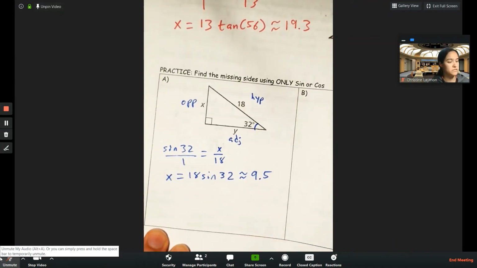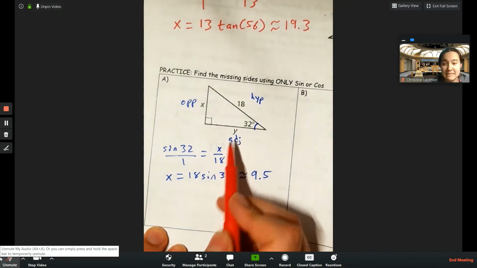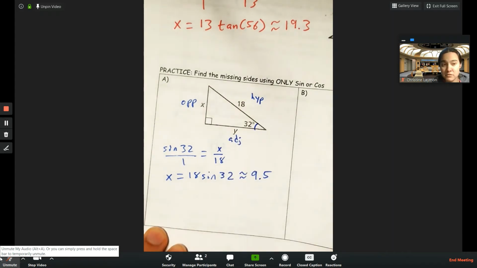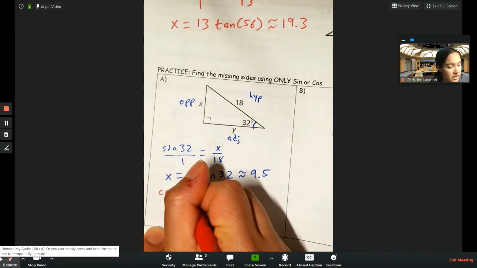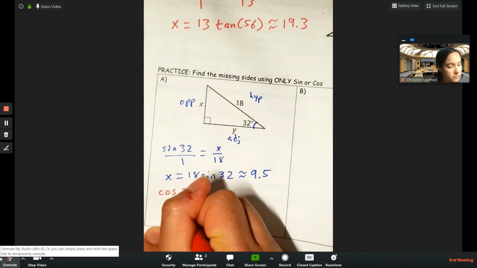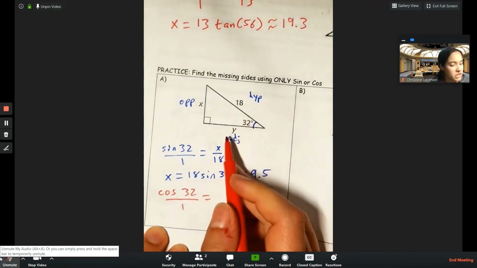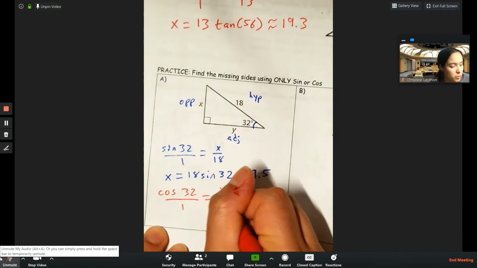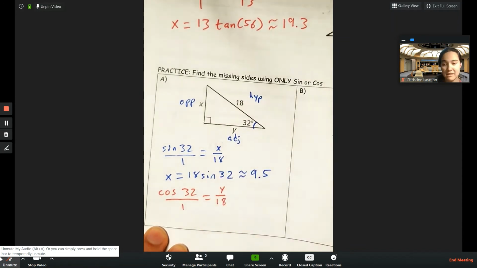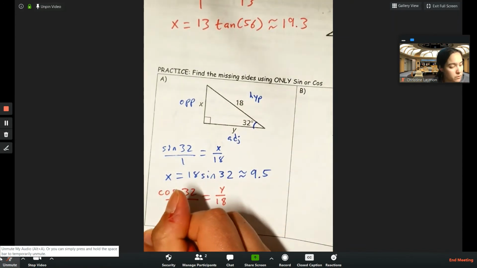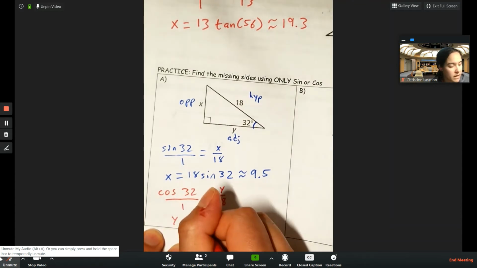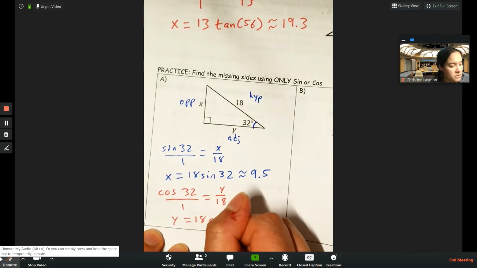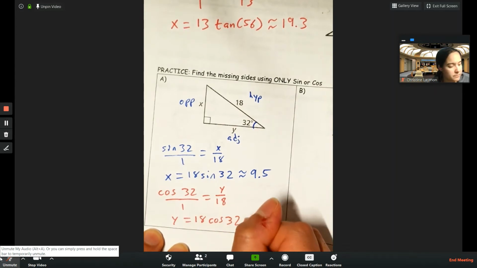I'm going to solve the second one now for y. So y is an adjacent, and I was given the hypotenuse, so I'm going to go ahead and use cosine. So I'm going to use cosine of 32 over 1 equals adjacent over hypotenuse, y over 18. I'm going to go ahead and cross multiply. 1 times y got me that y. I then have 18 times the cosine of 32.